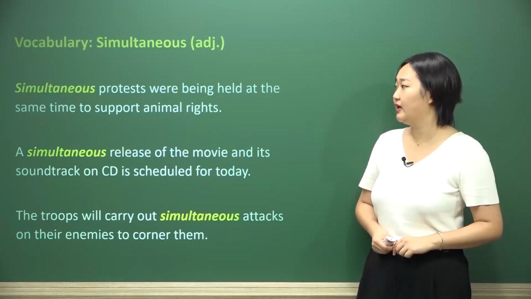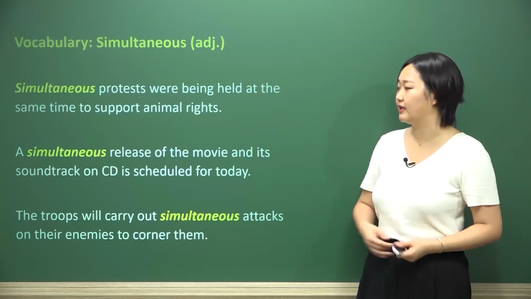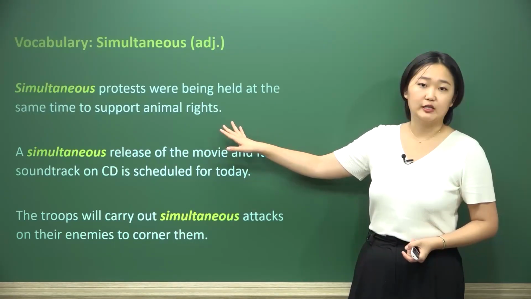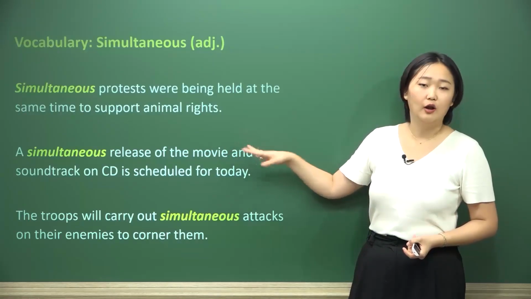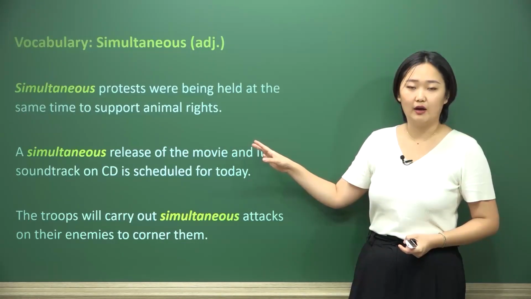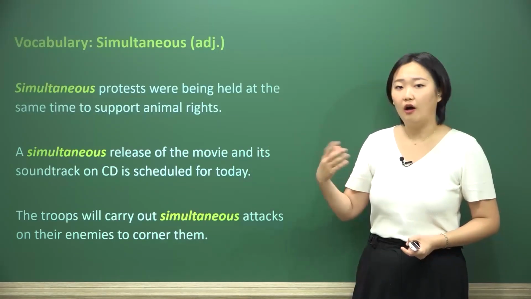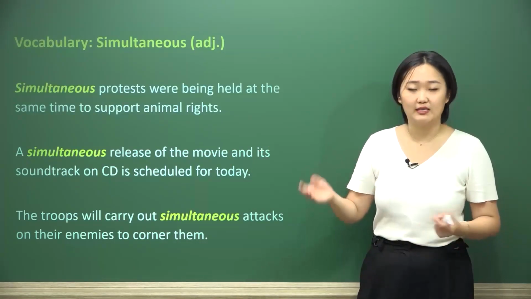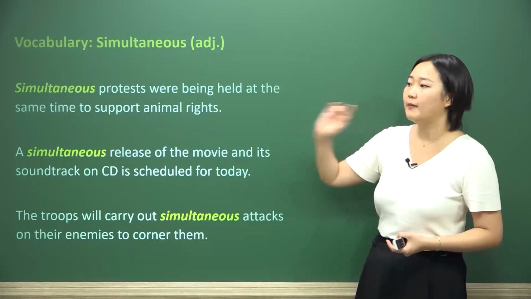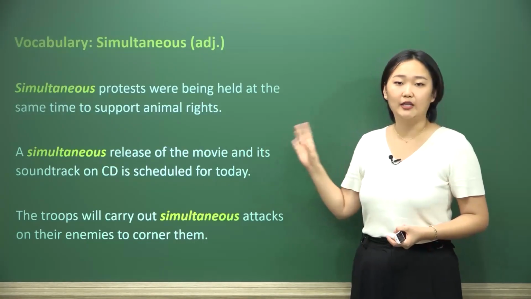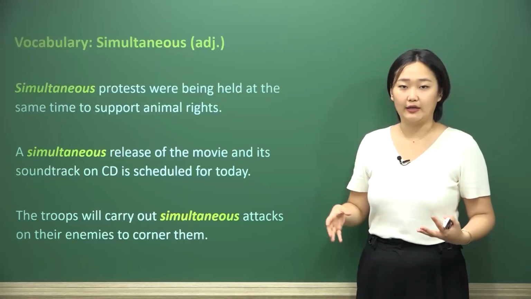Simultaneous protests were being held at the same time to support animal rights. If we're talking about simultaneous protests, we could be talking about one city where there's a protest going on, and in another city it's also going on at the same time. Oftentimes here we might also say it's run by the same people, the same company, or the same organization, and they're trying to raise awareness in different areas of the country.